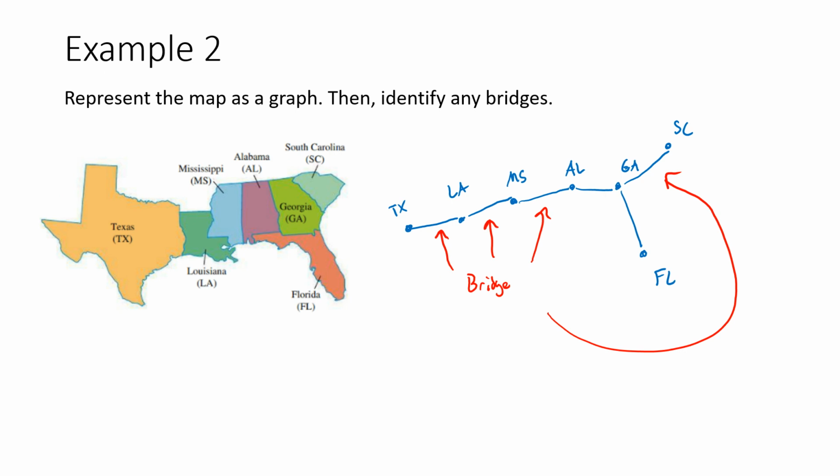I removed it, but we can still see it's all connected, right? So that's not a bridge. Let's do Georgia, Florida. I removed it, but we can still see it's all connected, yeah? And then finally, Alabama, Georgia, remove it, still connected. So anytime there's a closed shape inside of a graph, none of those are going to be bridges because there's always going to be a way just to go around, okay? So the only bridges are the single edges.